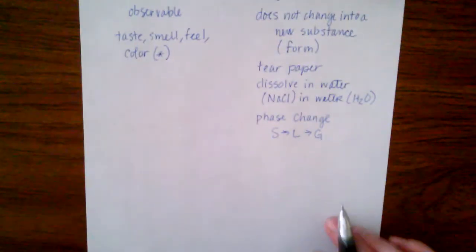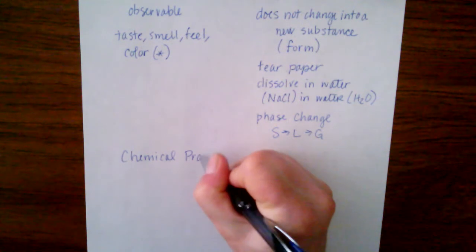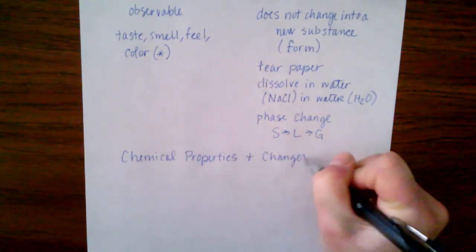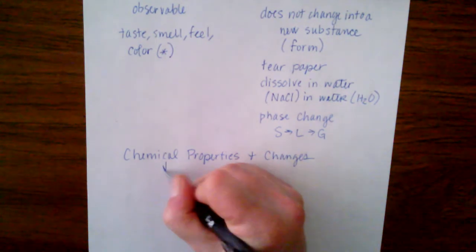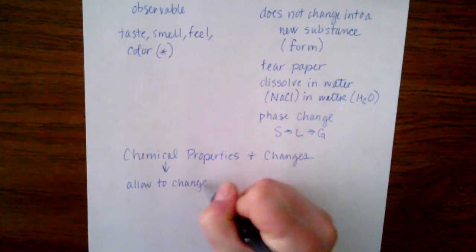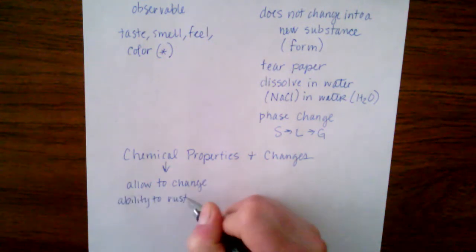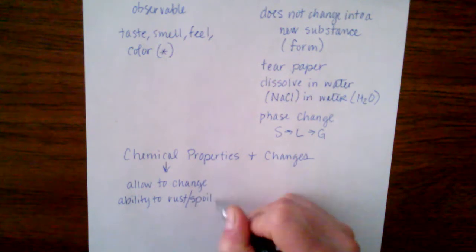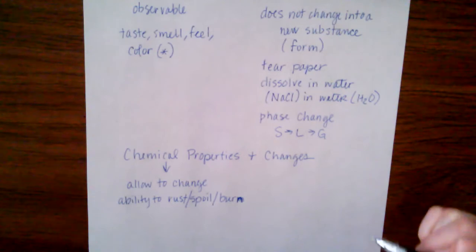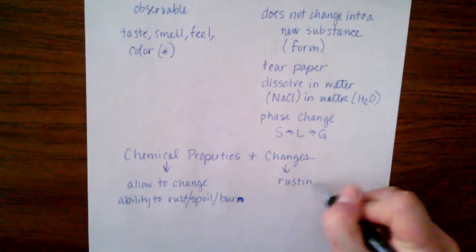Okay, the next ones are chemical properties and changes. Okay, chemical properties allow it to change. So that would be like it has the ability to rust or spoil or the ability to burn, like it can burn. Okay. Chemical changes would be like what I just said. Something rusting is a chemical change.